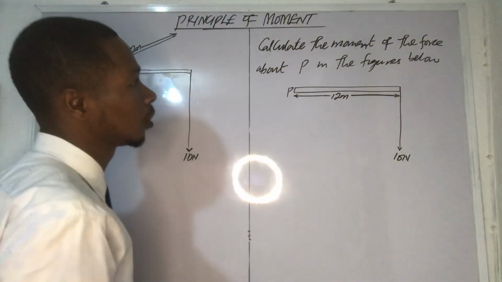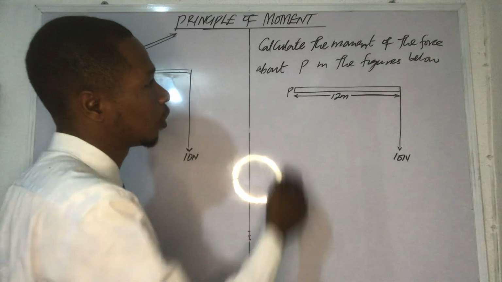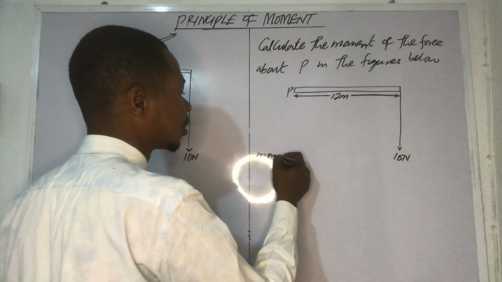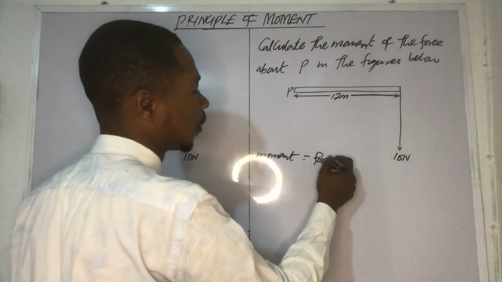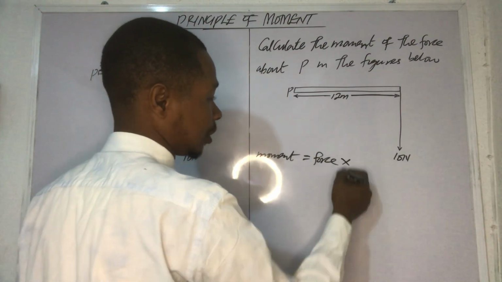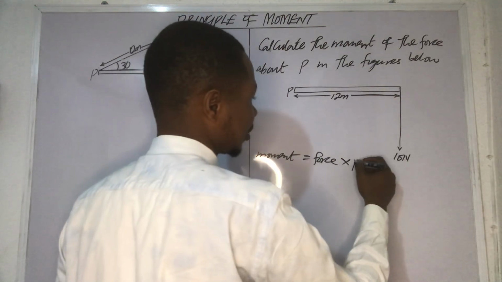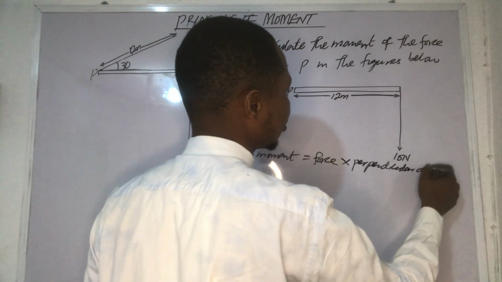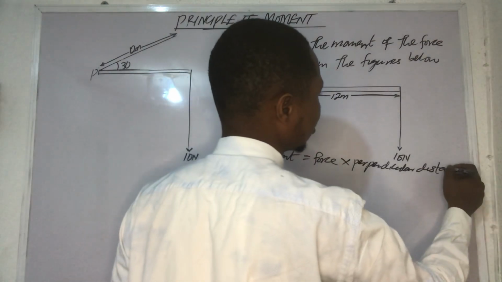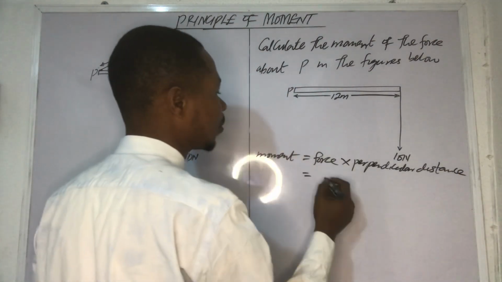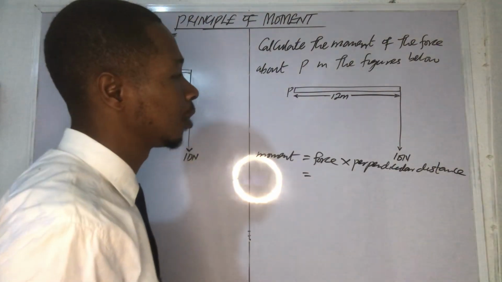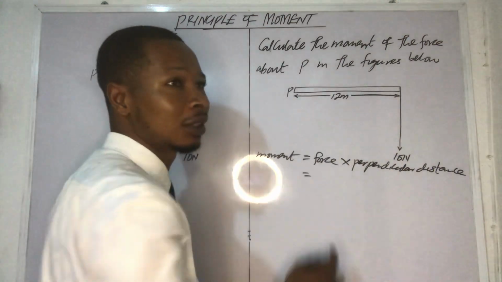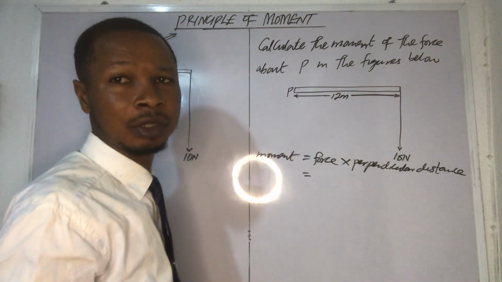Now, in this first one, you are asked to calculate the moment of the force about P in the figures below. In this first one, don't forget that moment is force times perpendicular distance. Moment is given by force times perpendicular distance. The force and the distance where the force is acting must be perpendicular to each other.